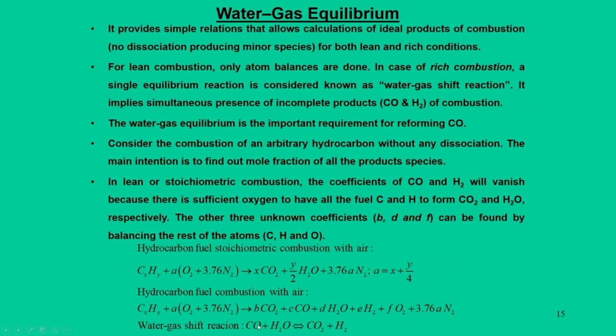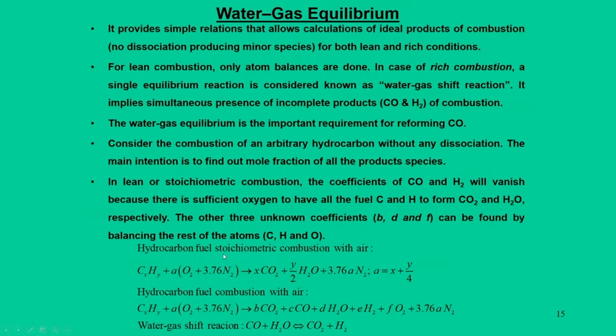It says that the reaction can proceed in either direction. That means, when CO mixes with water, it can produce CO2 and H2, and simultaneously they can also decompose to form CO plus H2O. This is called the water shift reaction. Now, why is it required in the combustion process?